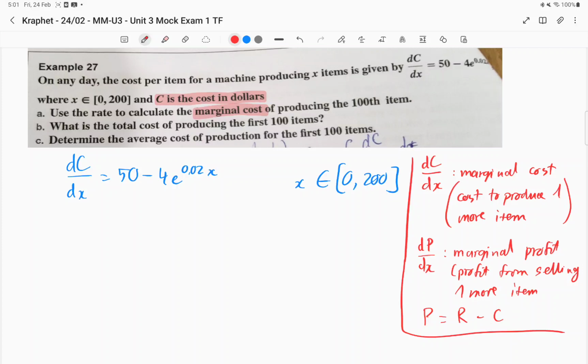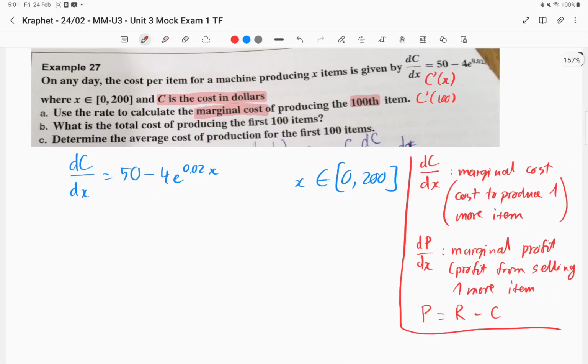Now let's have a look at this question here. So let's interpret the questions first, right? Use the rate to calculate the marginal cost of producing the 100th item, which just means that for question A, if we call that C dash x, then this is just going to be C dash of 100. x is the item number. Just C dash of 100. And then the total cost of producing the first 100 items is going to be the antiderivative between 0 and 100.